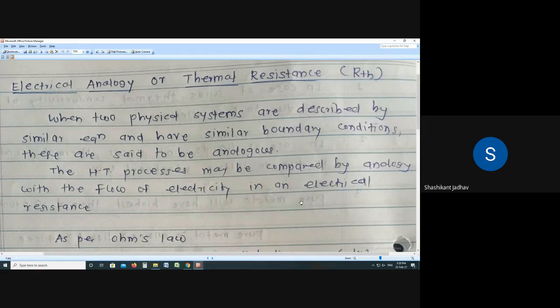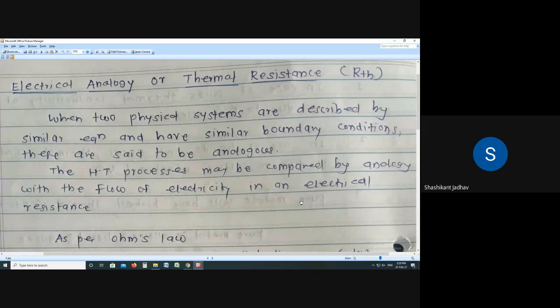Can anyone tell me what is Ohm's law? What is the equation of Ohm's law? Anyone? Yes, sir. V is equal to IR. Okay.